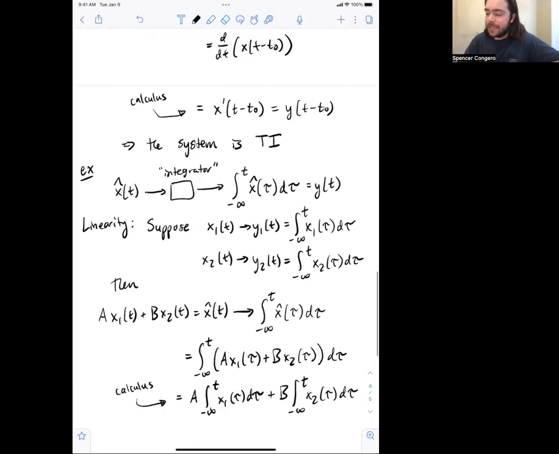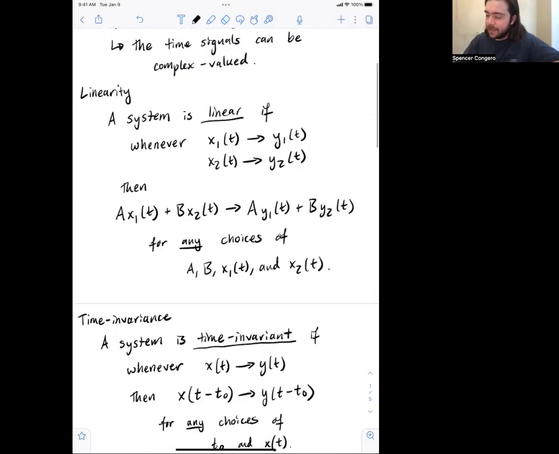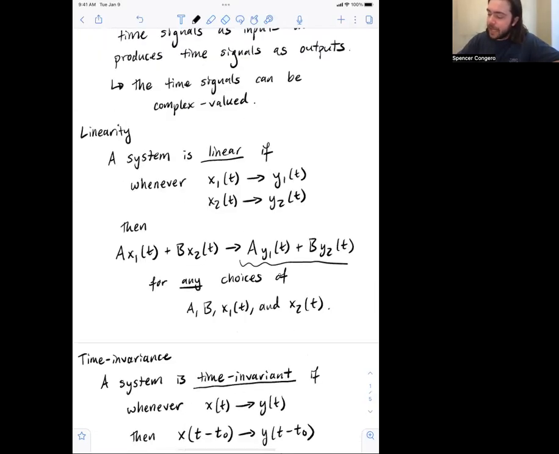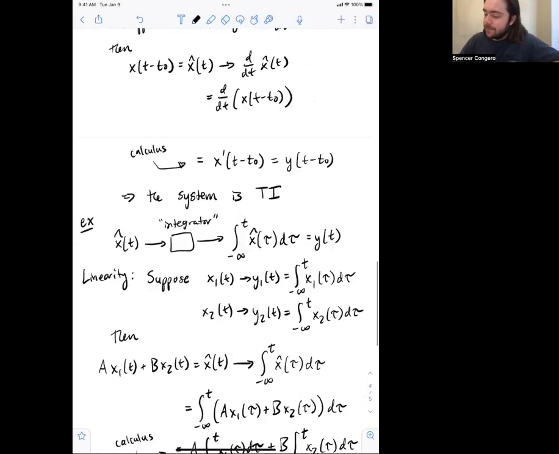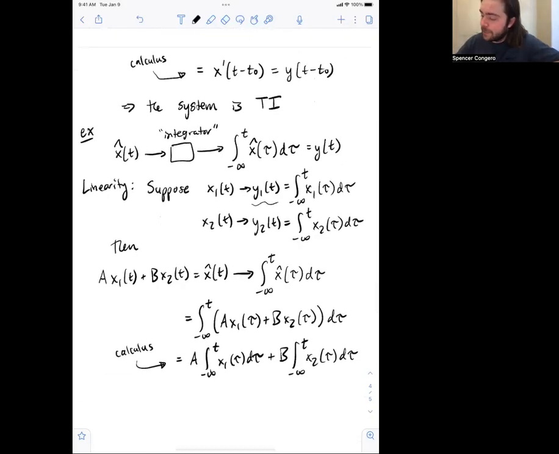And now what's our final step? What did we want to conclude if the system was linear? We wanted to see, does this equal a times y1 of t plus b times y2 of t? Is that the case? Well, let's look. y1 of t is this integral. Wait a second, there it is. This is y1 of t.